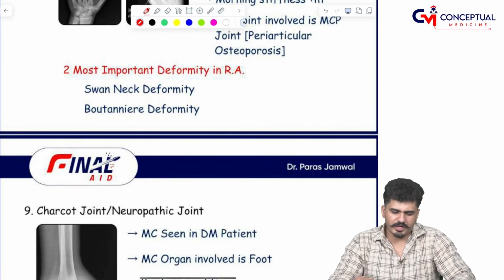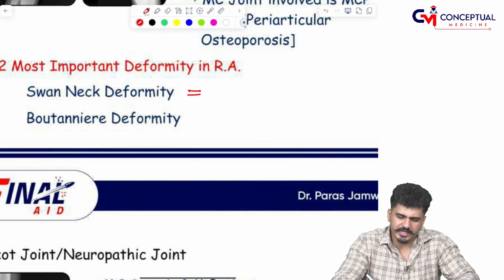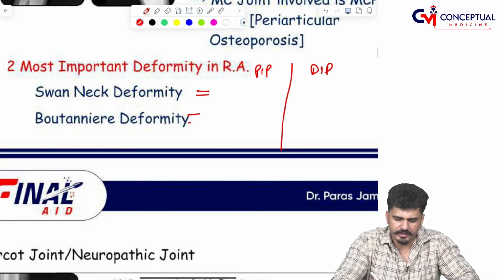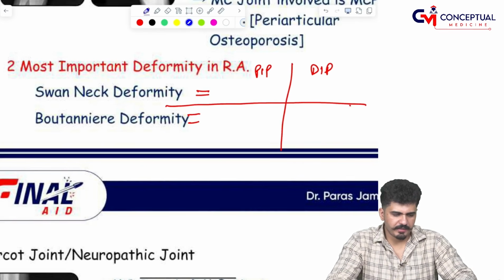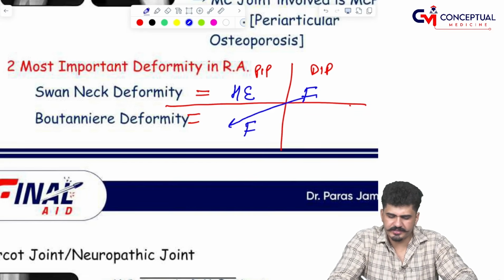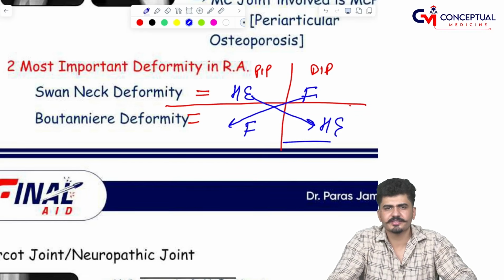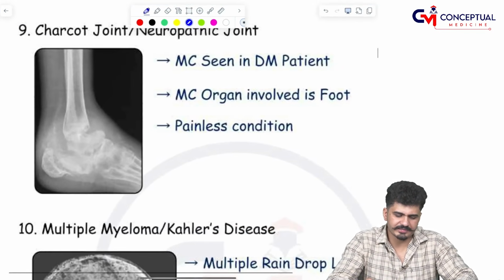Now, sir, swan neck deformity and boutonniere deformity. Yesterday also I have told you. Can you just tell me what is happening at the PIP and what is happening at the DIP in each of them, sir? If you know one, you will be able to tell the others. Swan neck, what is happening at the PIP? Hyperextension. DIP flexion. Opposite will happen here: flexion at the PIP, and hyperextension at the DIP. This is how beautifully you will separate them, and these are seen in rheumatoid arthritis.